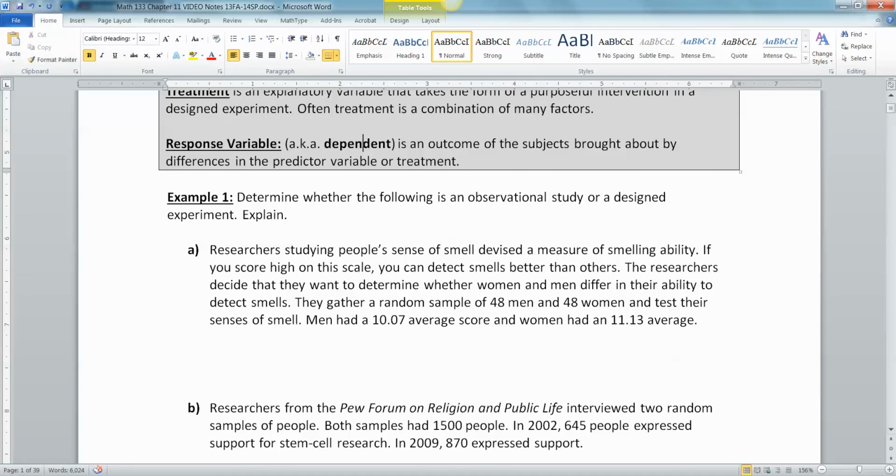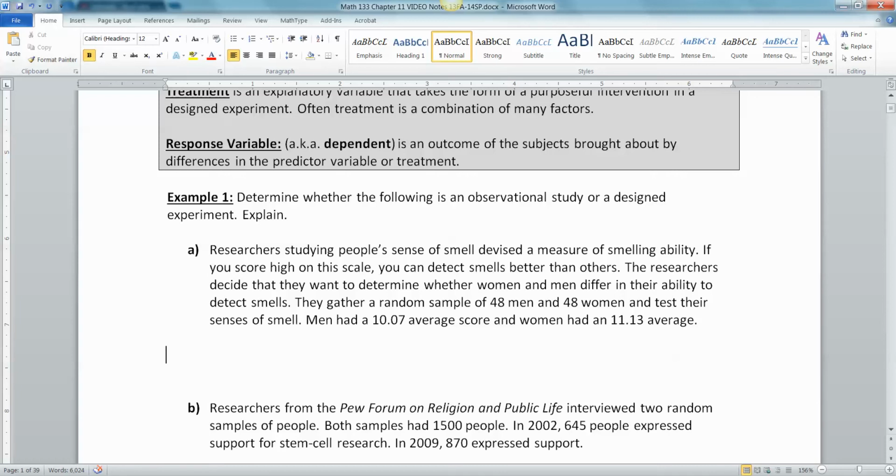All right, so let's look here. We are to determine whether the following is an observational study or a designed experiment. Researchers studying people's sense of smell devised a measure of smelling ability. If you score high on this scale, you can detect smells better than others. The researchers decided that they want to determine whether women and men differ in their ability to detect smells. They gather a random sample of 48 men and 48 women and test their sense of smell. Men had an average 10.07 score and women had an 11.13 average.